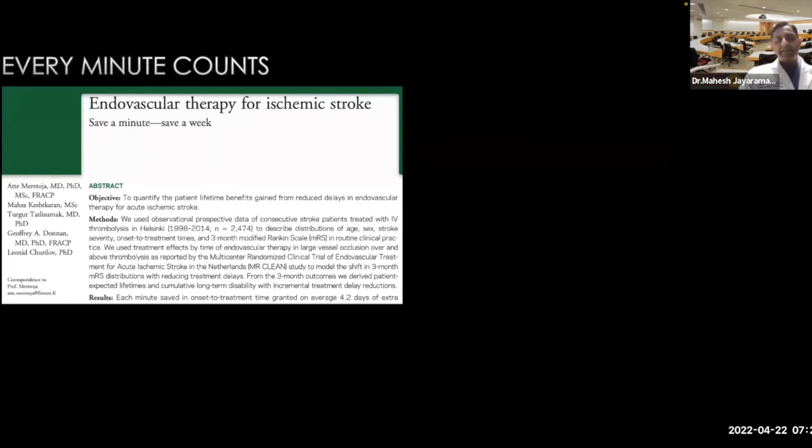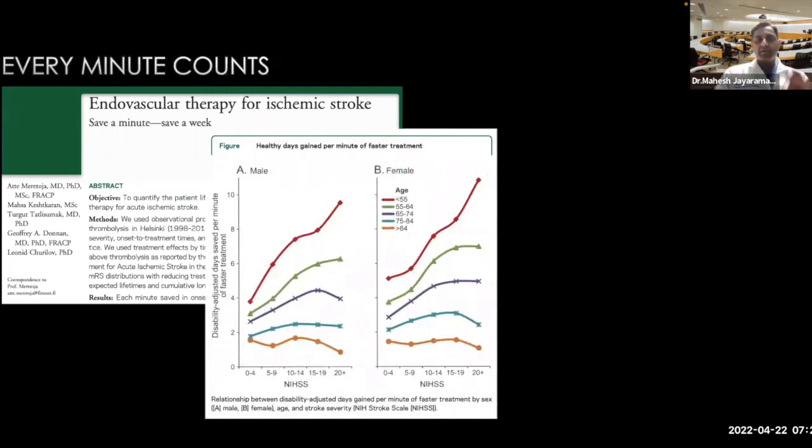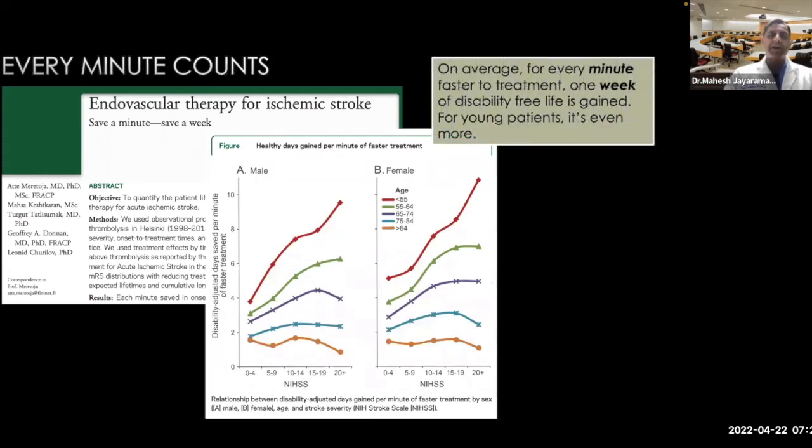The effect of endovascular therapy for stroke is dramatically time dependent. And it's even been quantified in this beautiful paper down to the effect of what a minute does. It turns out that if you look at it based on an age strata and stroke scale severity strata, the bottom line is that for every minute faster, 1 week of disability-free life is gained. And for younger patients with severe stroke, it's closer to 10 days. So if you can save an hour, you're essentially giving a patient back a year of disability-free life.